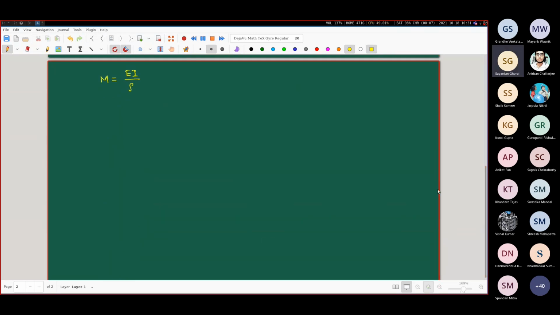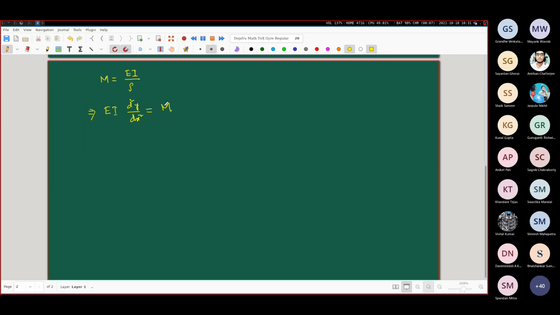So getting back to this thing, I'll just take this the reverse way. So this is EI 1 by rho. 1 by rho is d square y dx square. And this is equal to M. Now what is M? This is just about the general theory that I wanted to discuss. Finished.